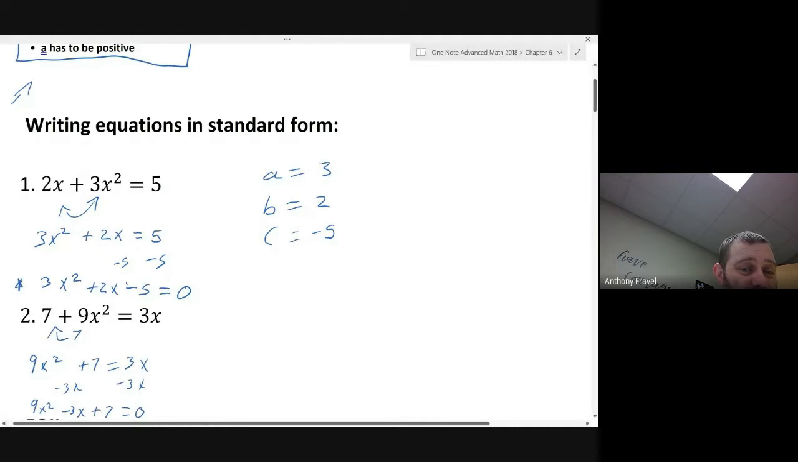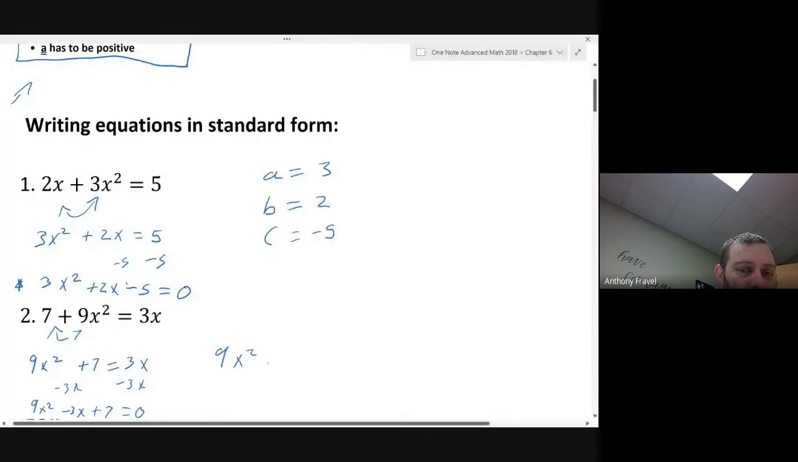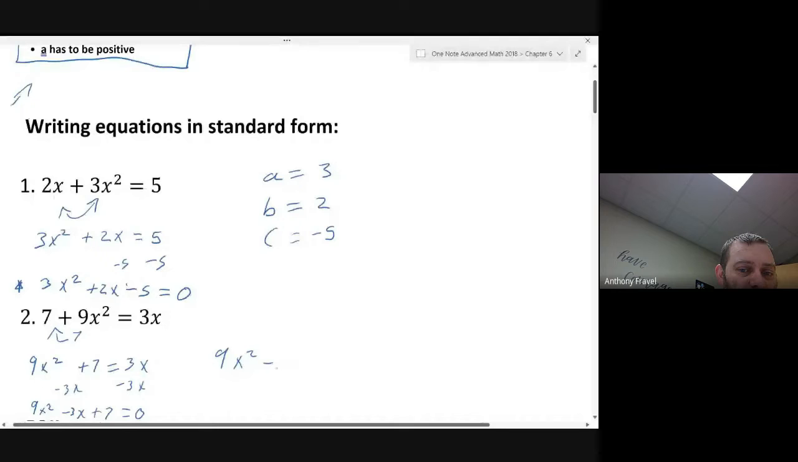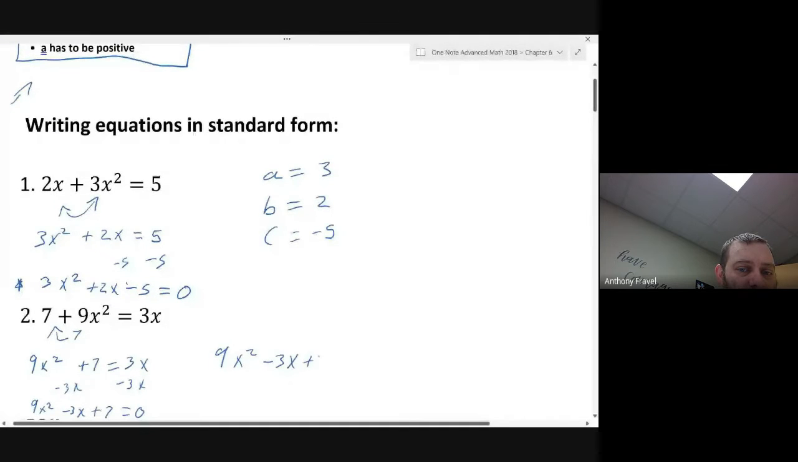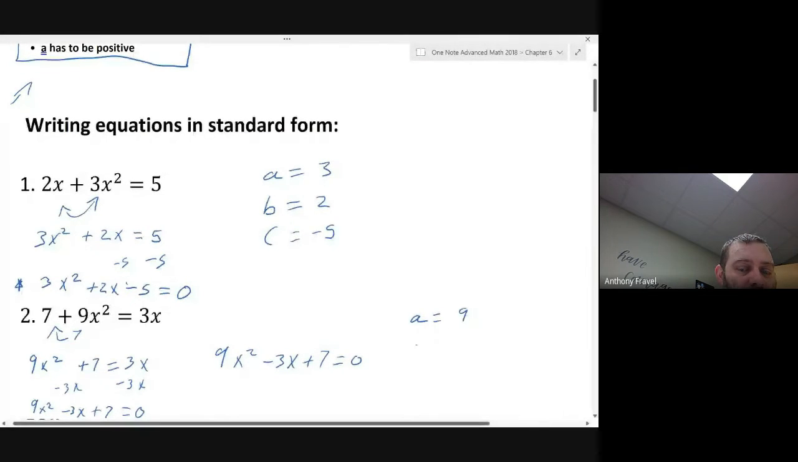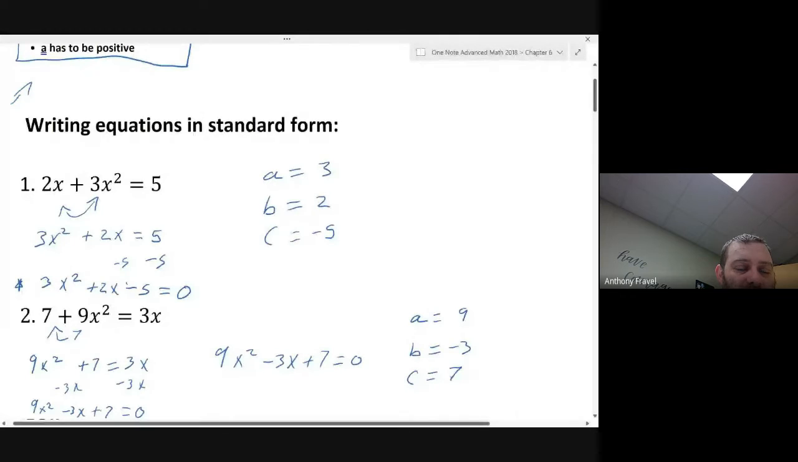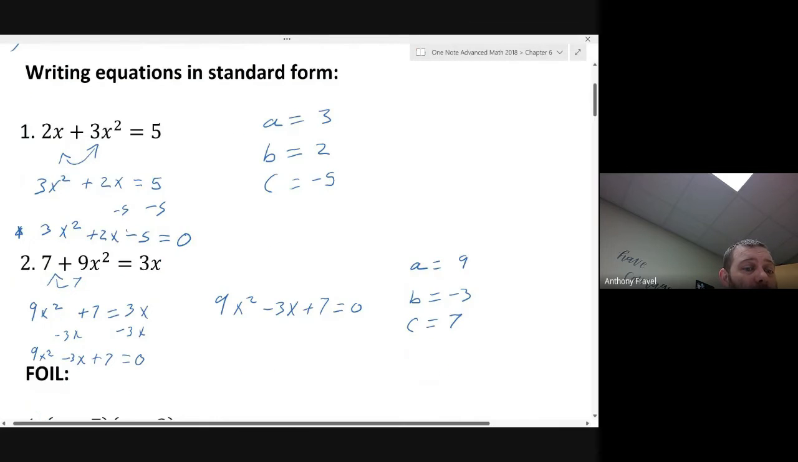I'm just going to rewrite it on the side, that way it's not cramped in there. But for that one, you'd have 9x squared minus 3x plus 7 equals 0. My a is going to be a positive 9. b is going to be a -3. And then c, the value for that will be a positive 7. Hopefully that one makes sense. You're just reorganizing things, putting them in standard form.